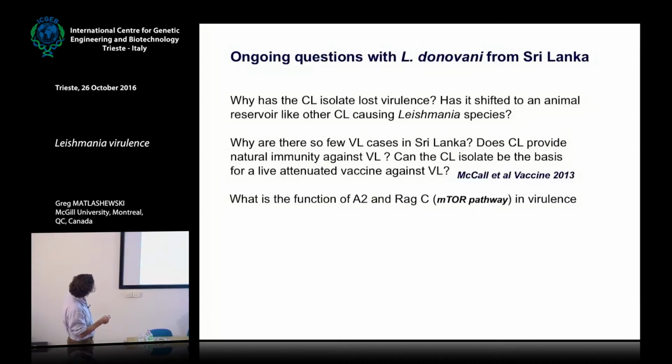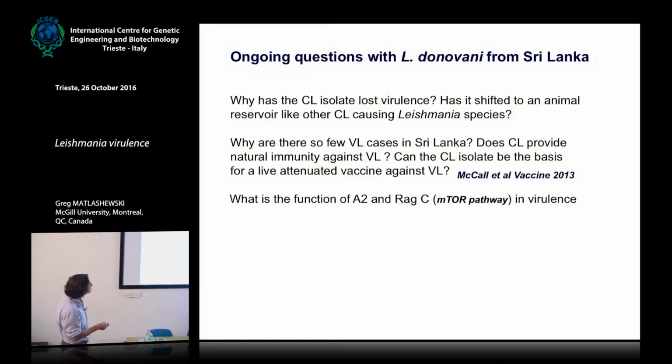The other thing is, why are there so few cases of visceral leishmaniasis? The parasite is there. The visceral form of the disease, L. donovani, is in Sri Lanka, but there's very few cases. There's a lot of cases of cutaneous. So one of the things we think is going on is that people who are exposed to the cutaneous parasite become immunized, and that protects them against the visceral parasite. So there's a sort of a natural immunization that's going on there.